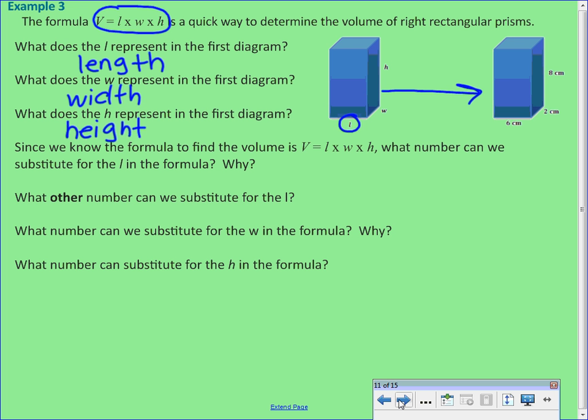But now I am telling you that these two are equal. So instead of saying L, what can I say? 6. I can replace the L for 6. What other number can I substitute for the L?